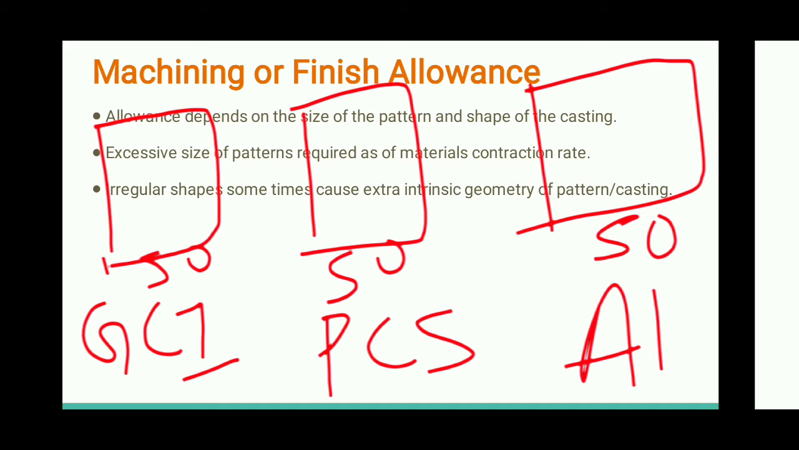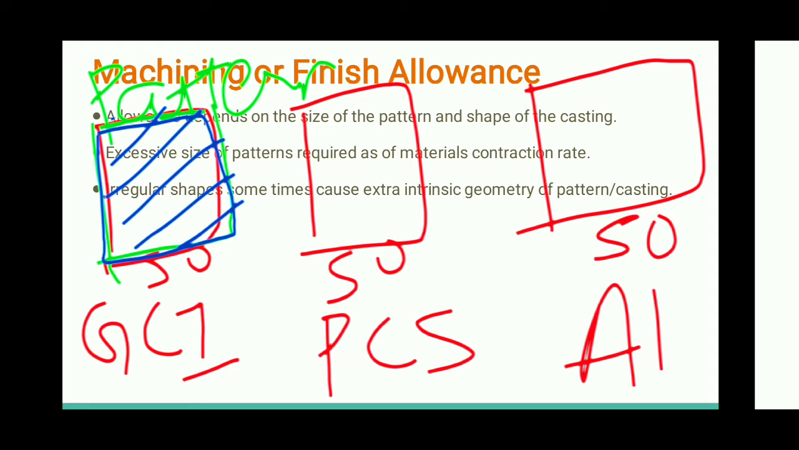Now, we are not producing in mass or batch production; we are producing only one casting of each material. So for that we are using a single pattern. This single pattern is based on the rate of contraction of the gray cast iron. If the size of the pattern is defined on the basis of the gray cast iron material, then the casting that we get will be of the required shape and size.